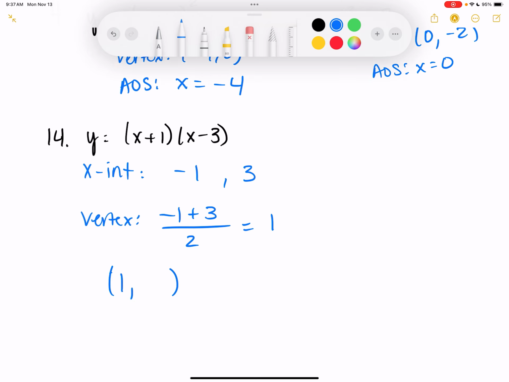To find the y, I just plug this back in up here. So this is going to be 1 plus 1 times 1 minus 3. So 2 times -2 would be -4. So the y part is -4. And now that we know that, my axis of symmetry would be where? X equals 1. So now, with all this information, I can graph it.